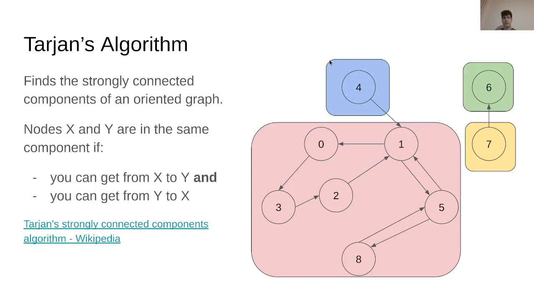Here 4 is in another component, because from 4 we can get to 1 and everybody else, but from 1 we can't go to 4. So it's in another component. Same for 7 and 6. They're in different components because you can't go both ways. You can find the algorithm on Wikipedia, but also in here we'll try to put it piece by piece.